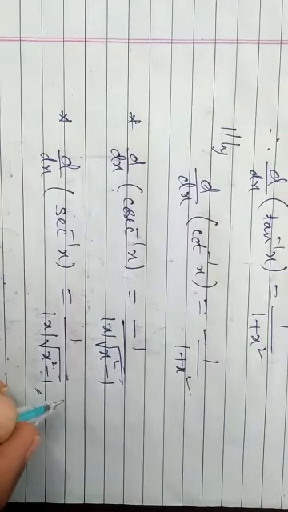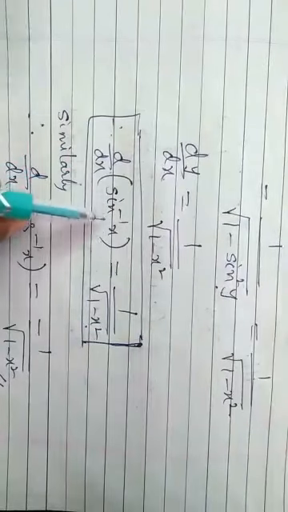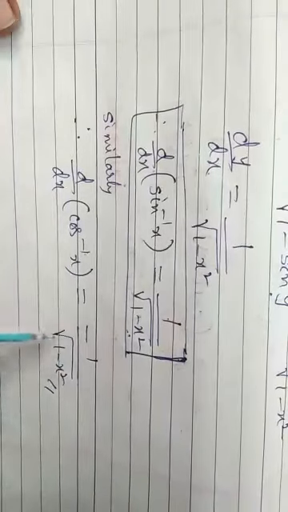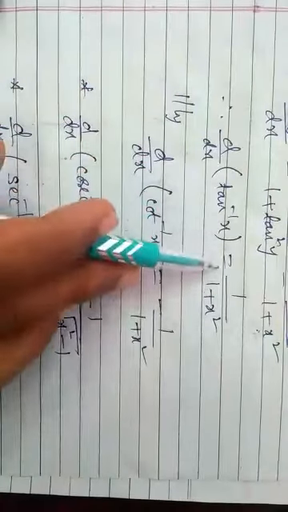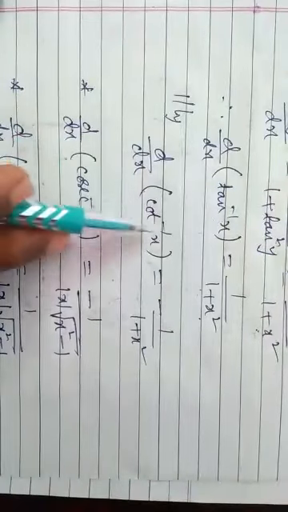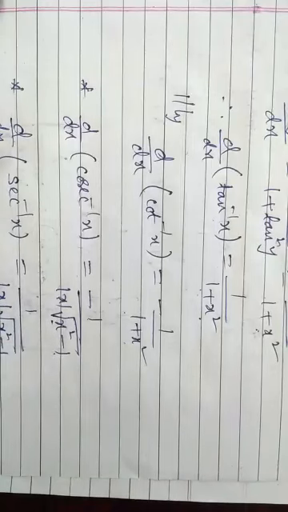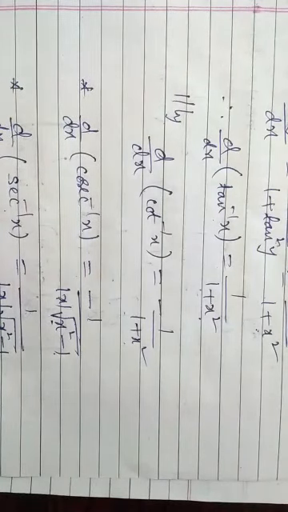So finally, today we learned the formulas of inverse trigonometric functions. One is d by dx of sin inverse x is equal to 1 by root 1 minus x square. D by dx of cos inverse x is equal to minus 1 by root 1 minus x square. D by dx of tan inverse x is equal to 1 by 1 plus x square. D by dx of cot inverse x is equal to minus 1 by 1 plus x square. D by dx of cosecant inverse x is equal to minus 1 by mod x into root of x square minus 1. D by dx of secant inverse x is equal to 1 by mod x into root of x square minus 1. So we learned six inverse trigonometric derivatives.